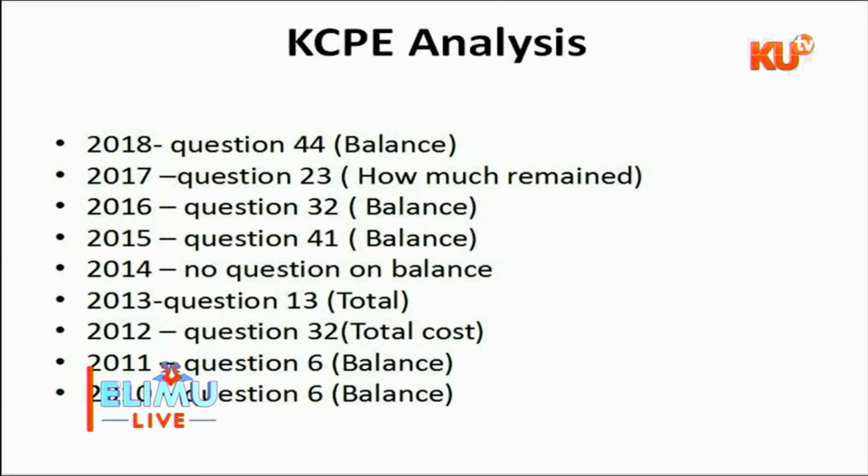Year 2014, there was no question on balance, the same as 2019. They tested only on how to calculate or to get change. 2013, question number 13, they wanted the total cost. That is, we are supposed to prepare bills and then give the total cost of whatever was purchased. 2012, question number 32 was also testing on the total cost.